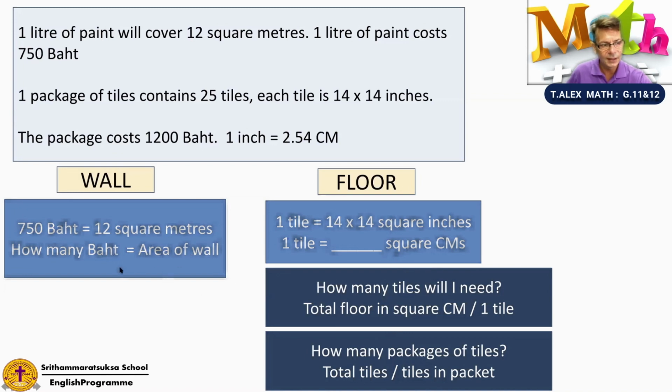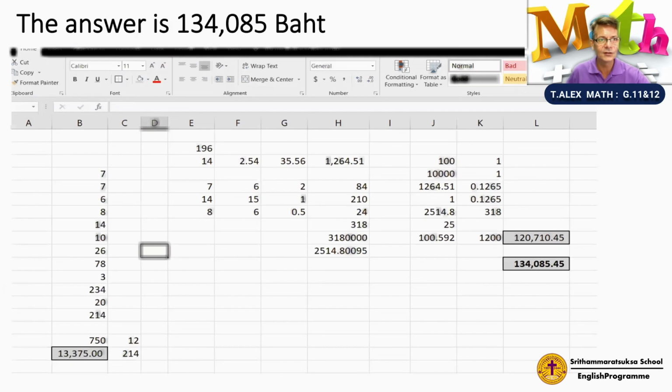The wall is quite easy to work out. Once you have the wall, remember to subtract for the windows. You can put the area of the wall here and work out how many baht. Okay, I'm going to give you the answer, but we will go through how to get to this answer tomorrow in Excel or in the next lesson.